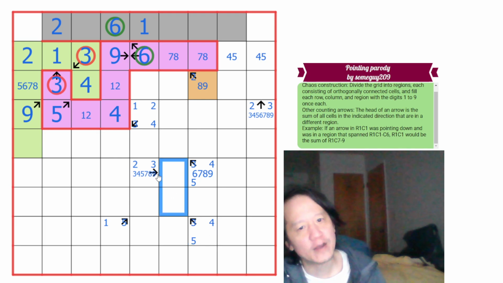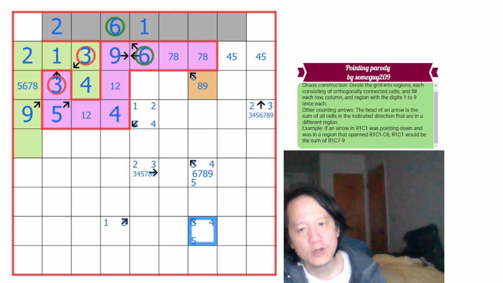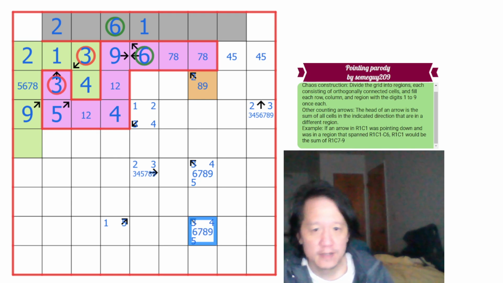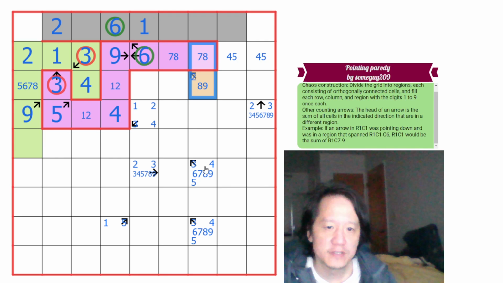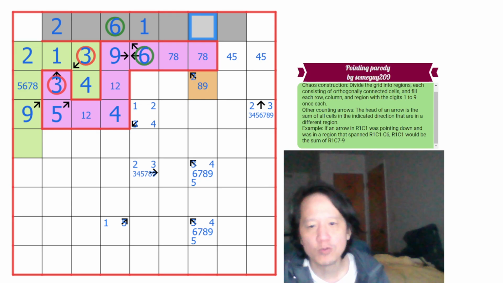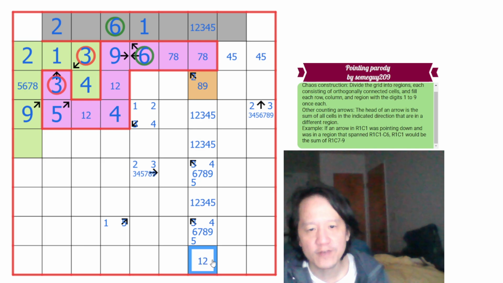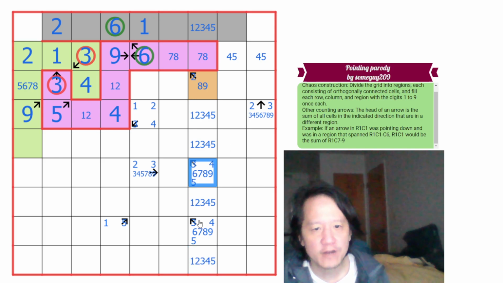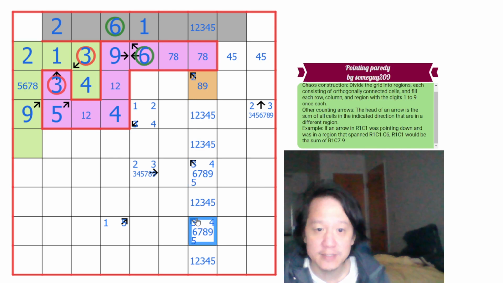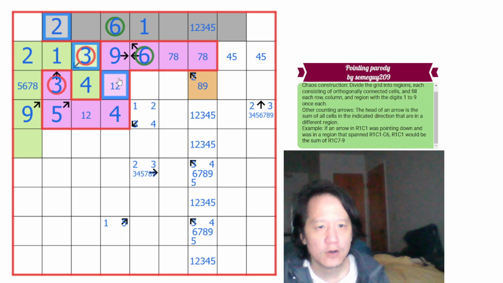Therefore, it's 5 at most. But we know this is 6, 7, 8, 9. Therefore, we have a 6, 7, 8, 9 quad in column 7. The rest has to be 1, 2, 3, 4, 5. So this is 1, 2, 3, 4, 5. This is 1, 2, 3, 4, 5. This is 1, 2, 3, 4, 5. Therefore, one of these must be 6. And one of them basically is counting 3, only 3 of them.